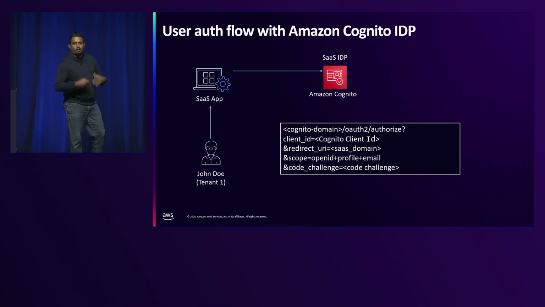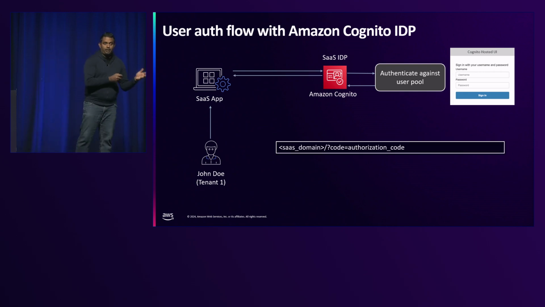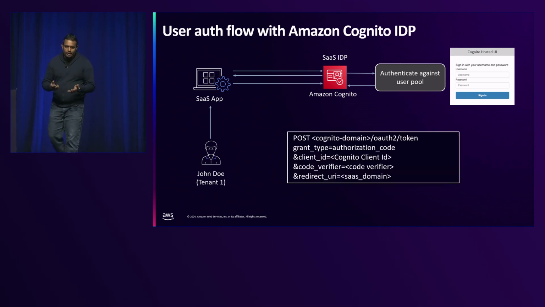Now at this stage, Cognito will show up a login page. I have leveraged the hosted UI, which is the Cognito managed front-end interface for us to get the tenant users for the authentication. And then John will enter the username and password that he created, and then Cognito will do the authentication. Upon successful authentication, Cognito will return back to the SaaS application with an authorization code. So now SaaS app can ask for the tokens using the OAuth2/authorized standard endpoint by passing the authorization code.